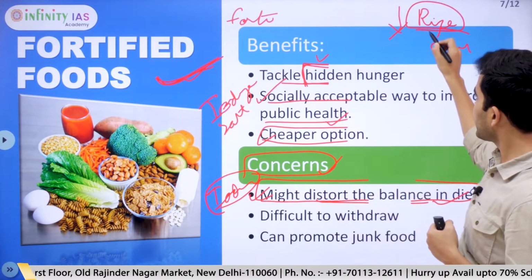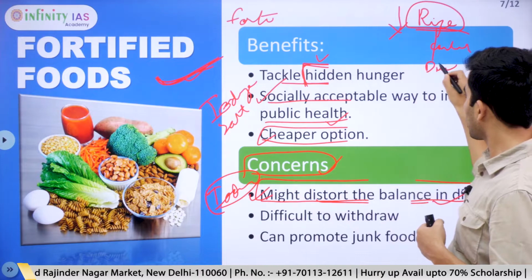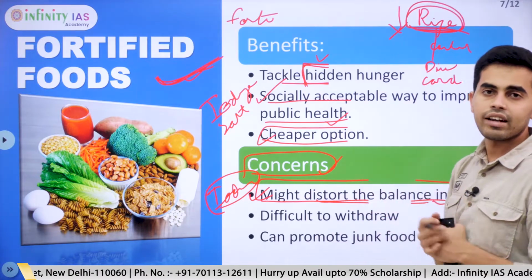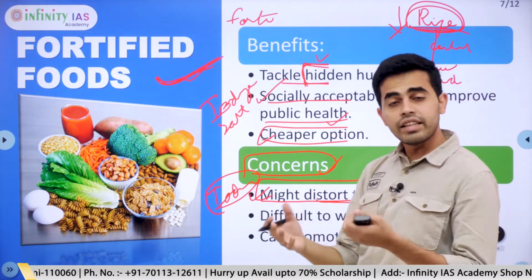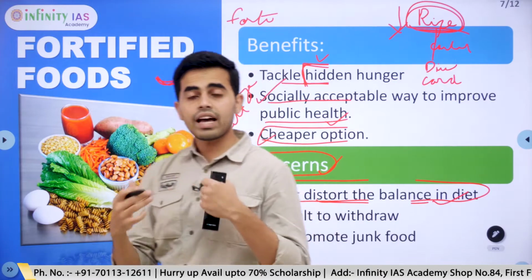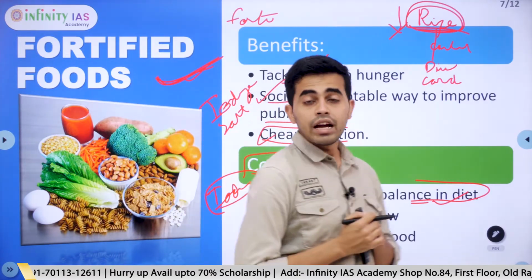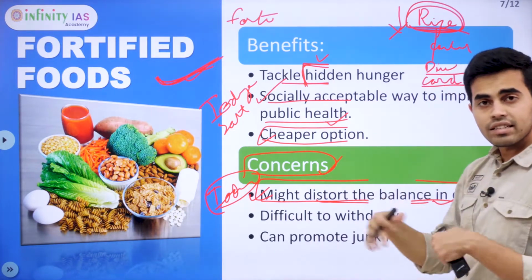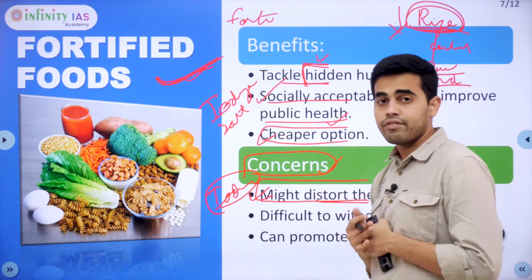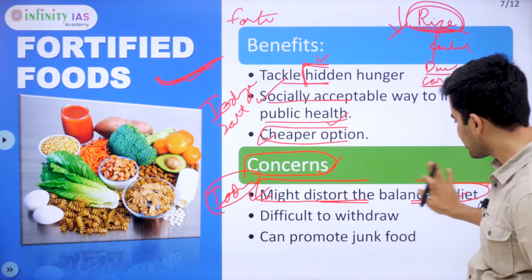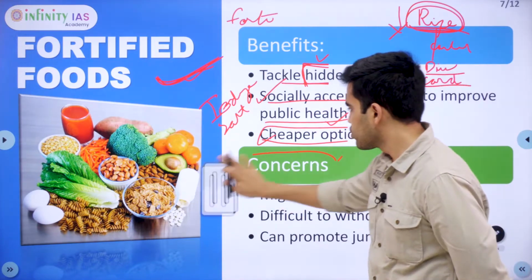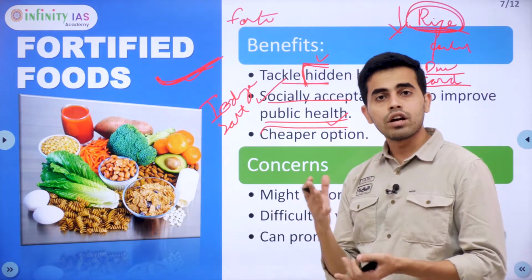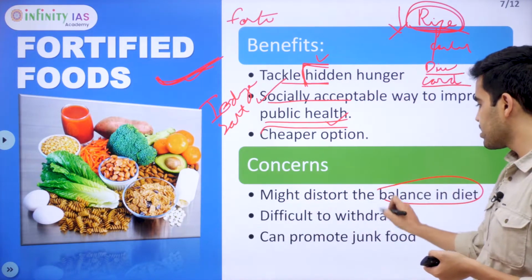So what if a patient with diabetes or a cardiovascular problem takes a lot of fortified rice? He or she thinks that it is good for his health because it has iron, folic acid and vitamin B12. But at the same time, it will also cause his diabetes or cardiovascular diseases to aggravate. So there will be distortions in the balance of diet. He will think that it is good for him, but it is actually not.